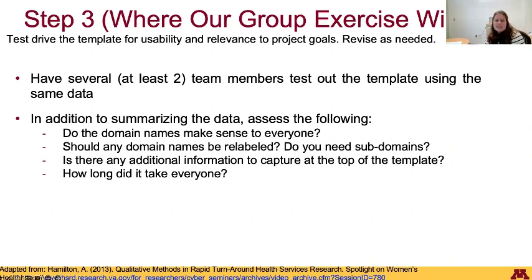So when you're reviewing the template, and you can do some of this today as well, although we've used condensed templates, so it's not going to look like a full template like I showed on the previous slide, some of the things you're going to want to think about are: do the domain names make sense? Do you need to relabel any of them? Essentially, are you able to use those domain names to identify where in the transcript we're trying to pull that information out from? Also, is there any additional information that you want to capture at the top of the template?